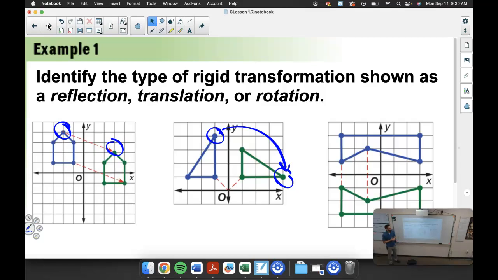Okay. By the way, sorry, I didn't say, which one is this? Okay, this is a translation. This one I already said. That would lead me to believe that this one is a reflection.